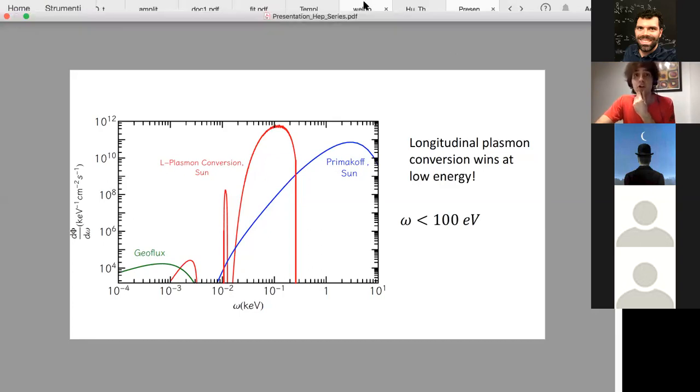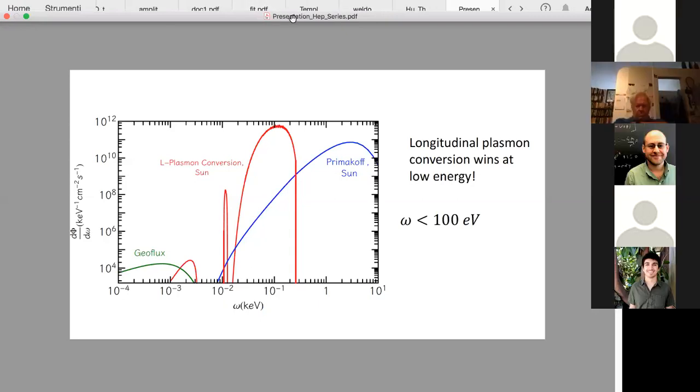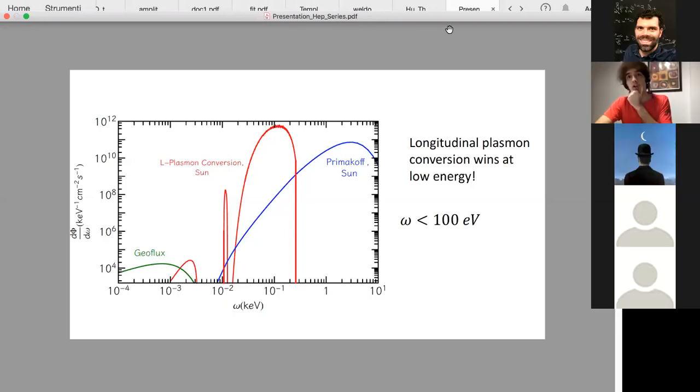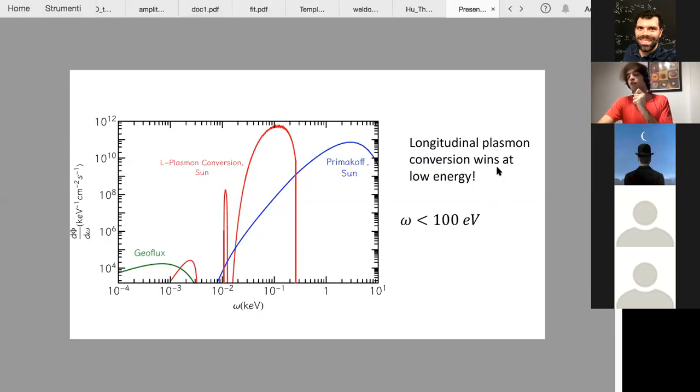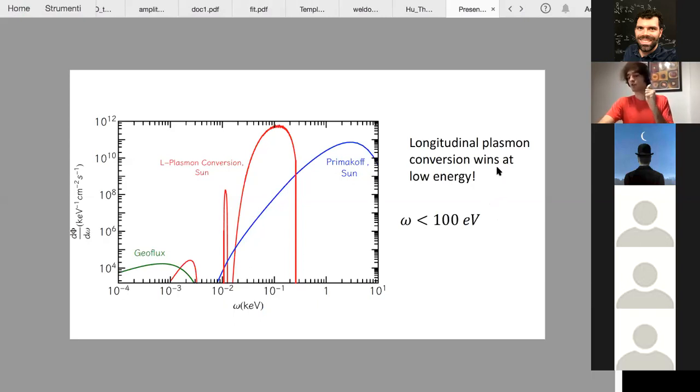How do I understand that the Primakoff process is not resonantly enhanced by the crossing of the dispersion relation? Why do you have to go to second order in the axion-photon coupling? No, you don't have to go to second order. It's just that when you do the Primakoff effect, you actually find an appendix in our book. It's just, let me show you.